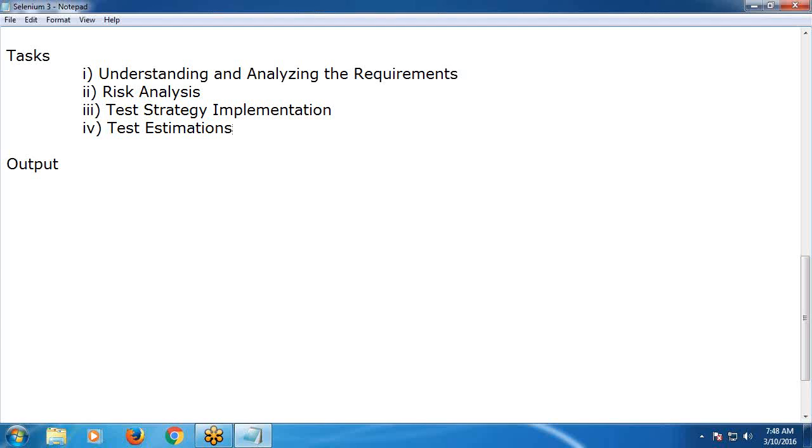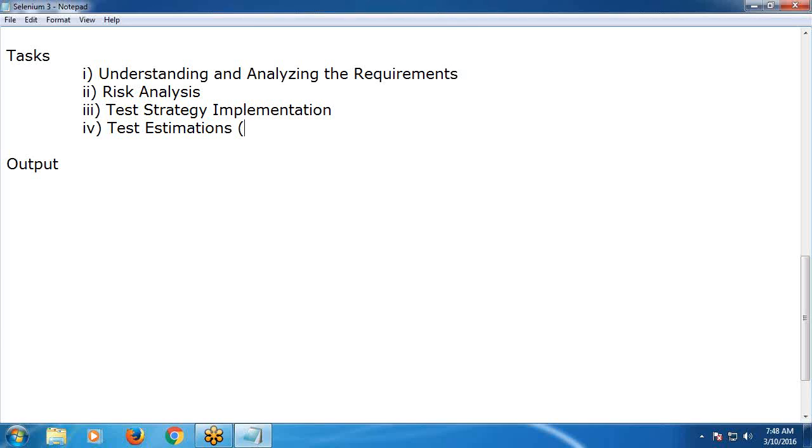See, first requirement, next strategy, next estimations. In this test, this is a high level activity. Generally, the test lead or team lead estimates and prepares the test estimation with the help of all team members also. Okay, test estimations. For test estimations, what are the considerable factors?